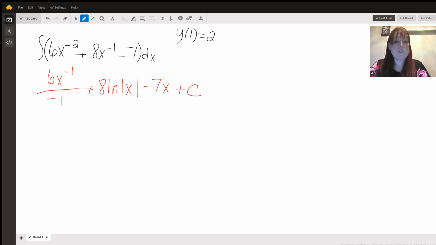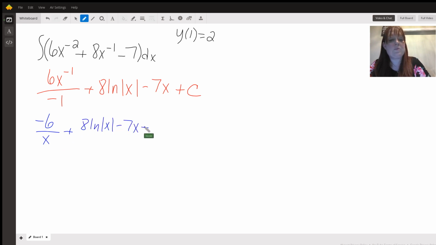So remember, with integrals, we can just integrate each term individually. So I just integrated this term, then I integrate this term, then I integrate that term individually, and then I can put it together. So now I'm just going to rewrite that a little bit nicer. So it's going to be negative 6 times x to the negative 1. And actually, instead of writing x to the negative 1, because I don't like to evaluate it that way, I'm going to put that as over x, plus 8 ln of absolute value of x minus 7x plus c.